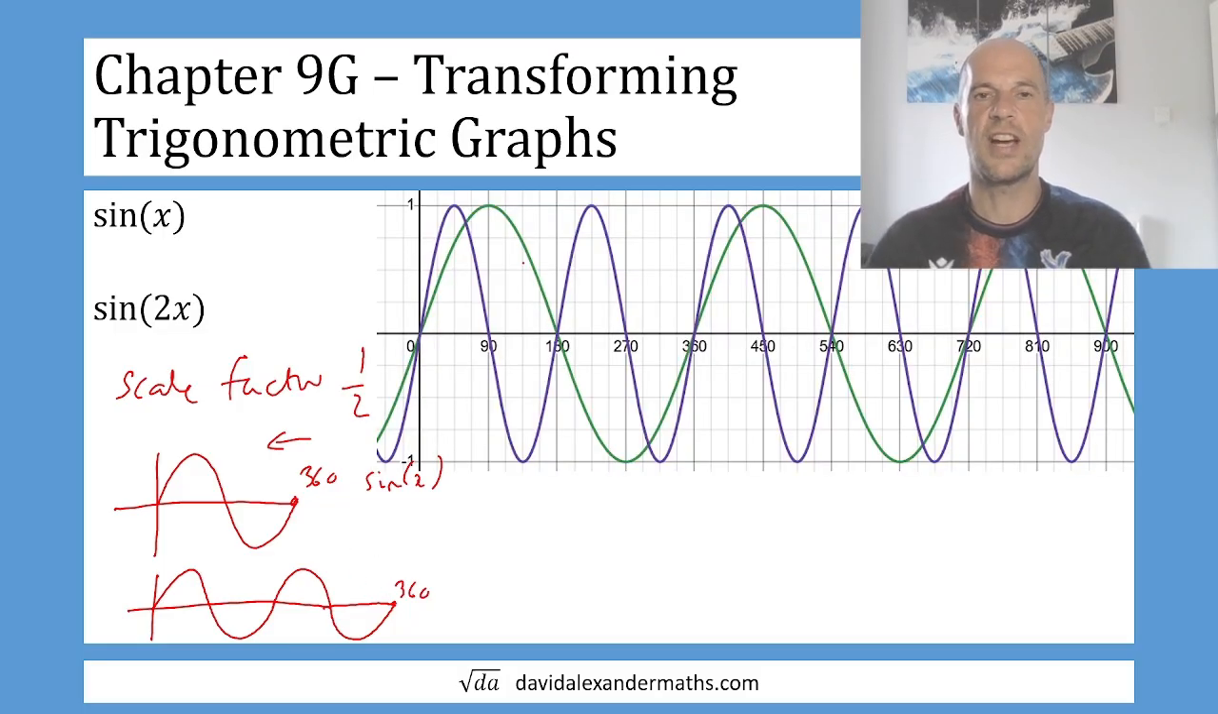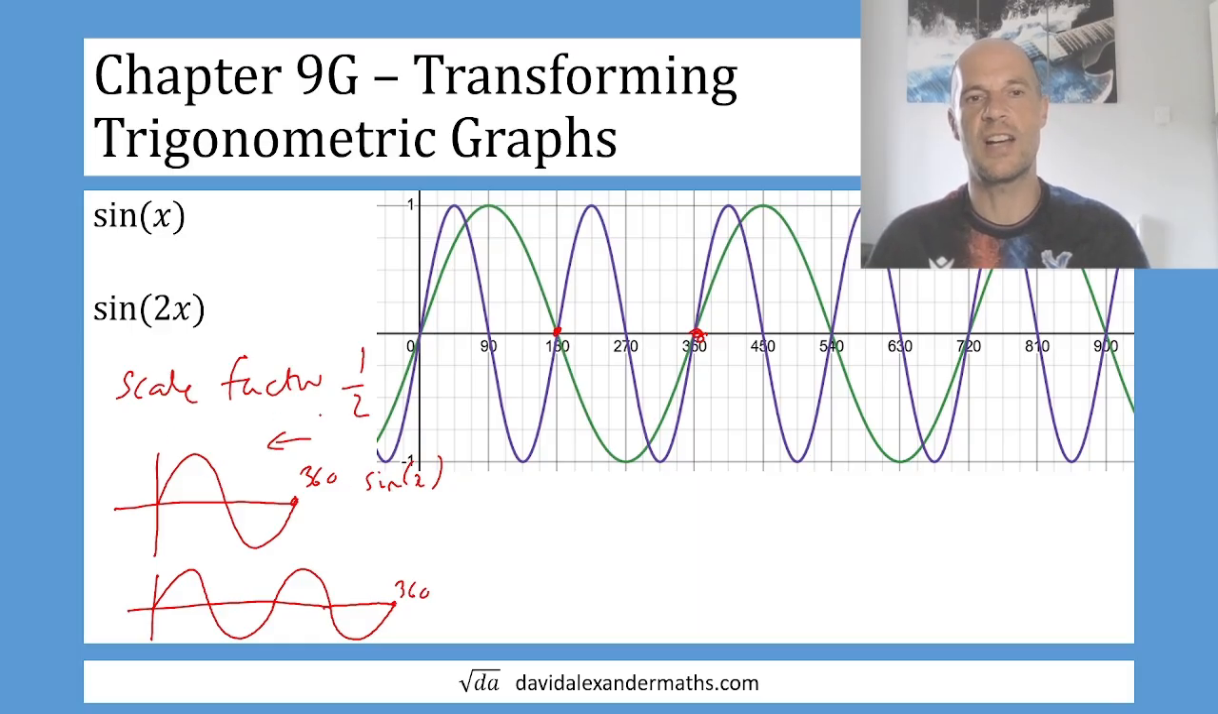The green is the sine of x. So we can see 0 to 360, we are getting one full sine wave, but for the sine of 2x, there's one up to 180 and a second one up to 360. So that's the key thing to remember. The sine of 2x, you get two sine waves between 0 and 360. The sine of 3x, you'd get three sine waves in between 0 and 360.